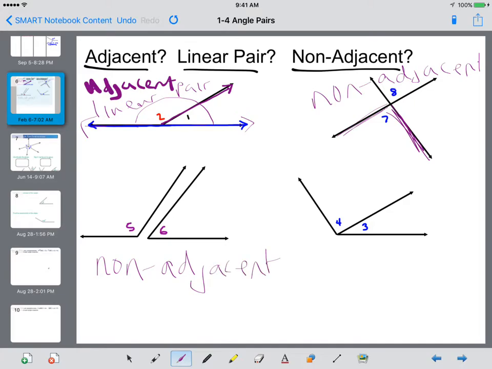3 and 4, I see a common ray between 3 and 4, so therefore they are adjacent. If they were a linear pair, remember the first 4 letters in linear is line. So are they a linear pair? Well, I don't see a straight line connecting 3 and 4 like we did 1 and 2. So they're not a linear pair.